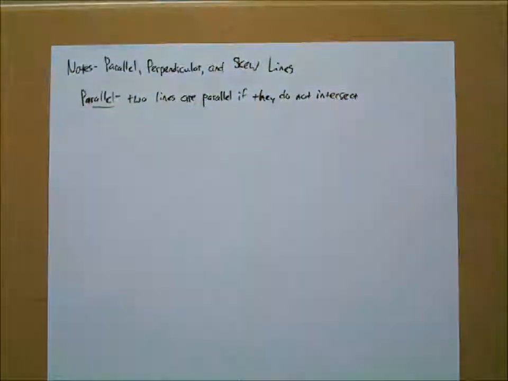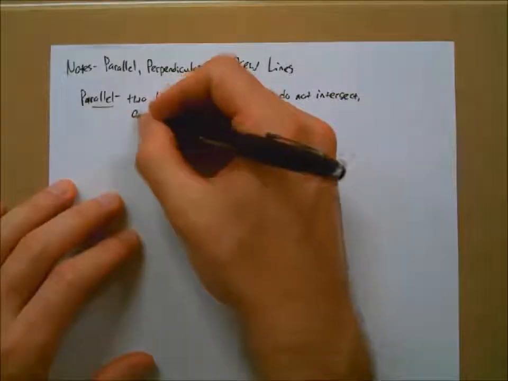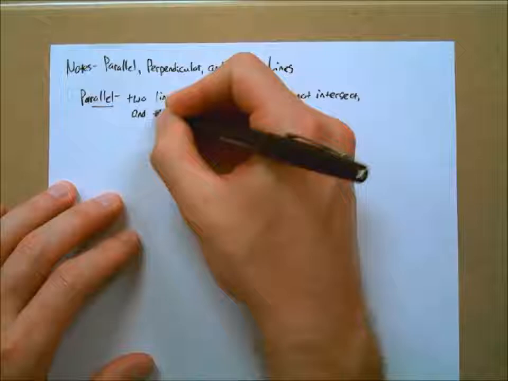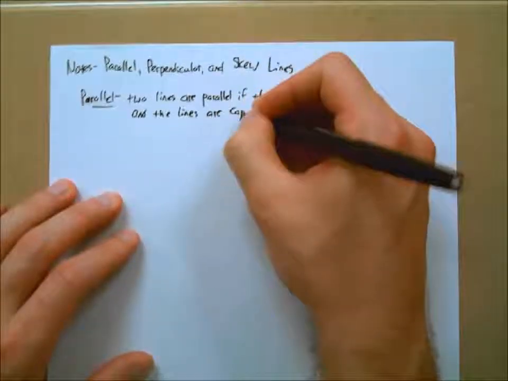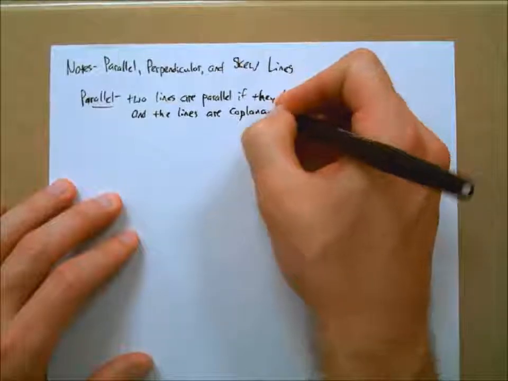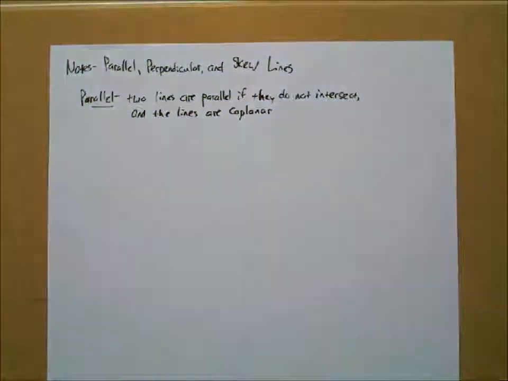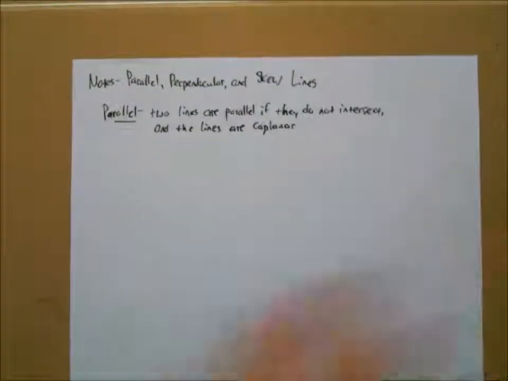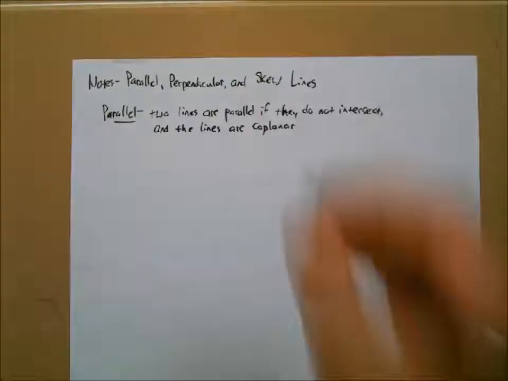But I want to add in one more little aspect: the lines are coplanar. Right? Because in geometry, we're not always talking about 2 dimensions. Sometimes we also want to think 3-dimensionally, which is a little bit trickier to do. Okay. The 2 lines are parallel if they do not intersect and the lines are coplanar. Right? So you're working in the coordinate plane, right?